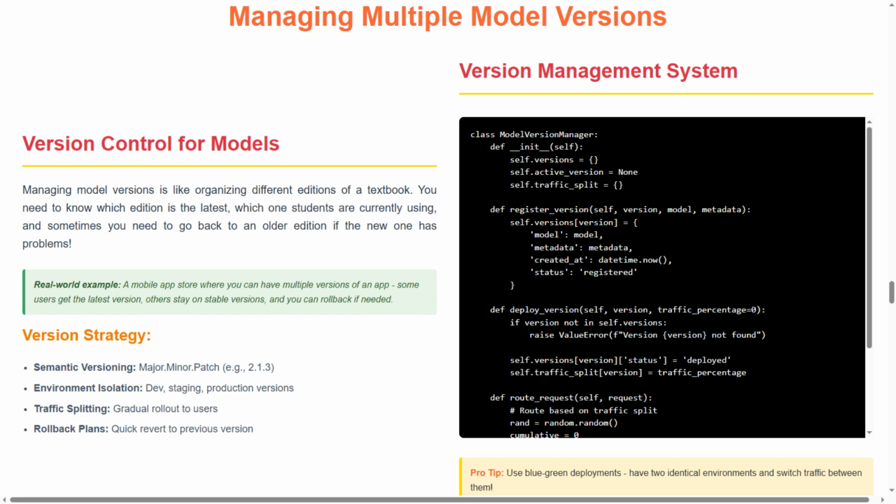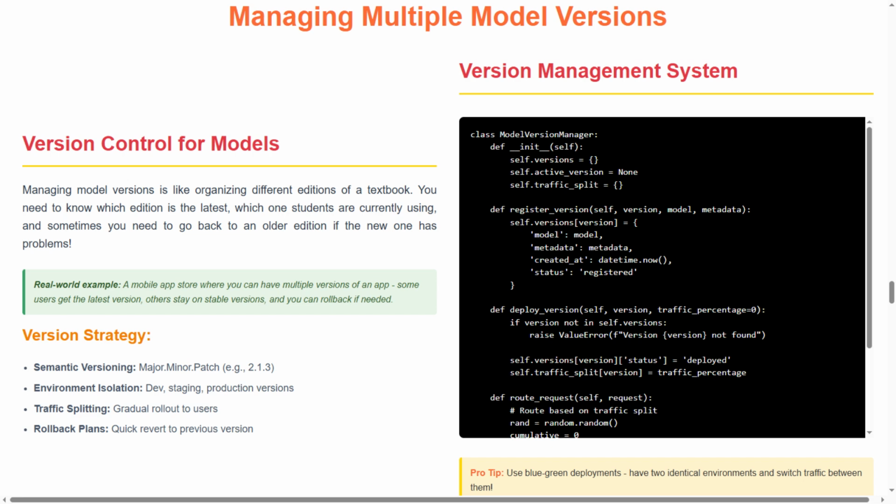Let's explore managing multiple model versions. Version control for models section explains that managing model versions is like organizing different editions of a textbook. You need to know which edition is the latest, which one students are currently using, and sometimes you need to go back to an older edition if the new one has problems. Here's our real-world example. A mobile app store where you can have multiple versions of an app. Some users get the latest version, others stay on stable versions, and you can roll back if needed.